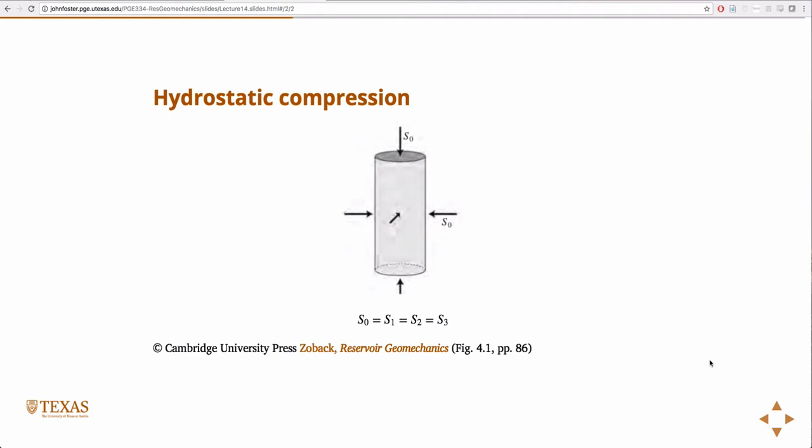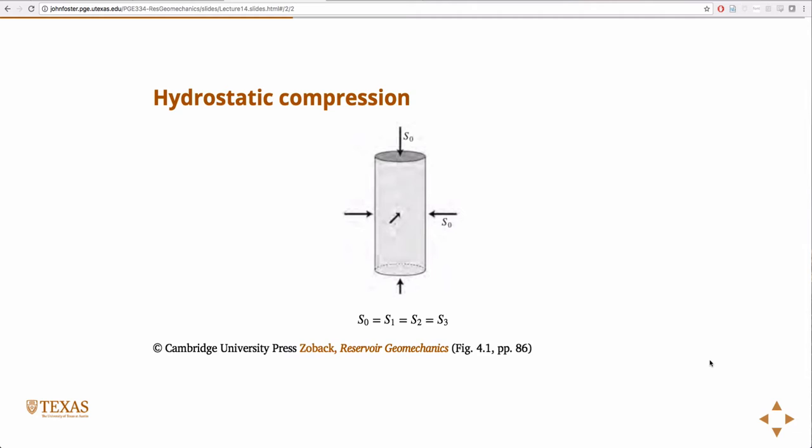So the first one is the hydrostatic compression test. In this case, the rock sample is placed in a triaxial cell, right? That's what we call these things. This is something where we can control the pressure on the outside of the sample. So this is typically put into a fluid bath, and then there's some type of mechanism to increase the fluid pressure, which squeezes the sides of the sample, okay?